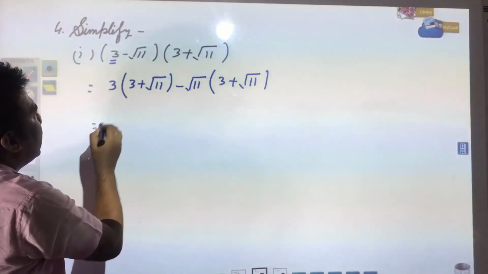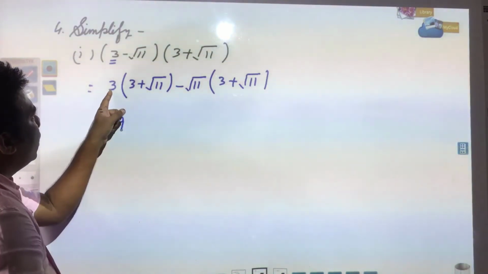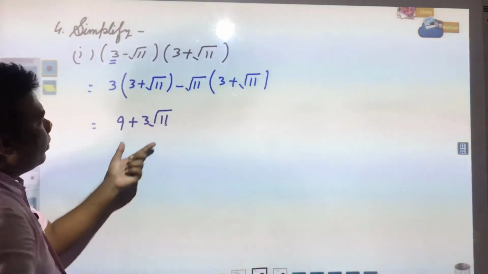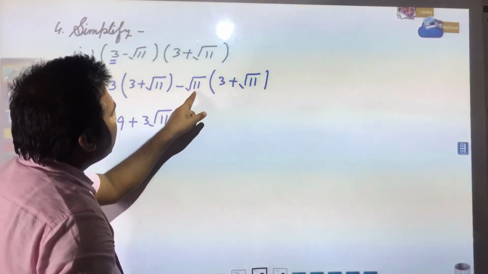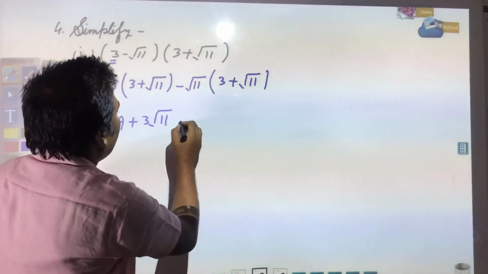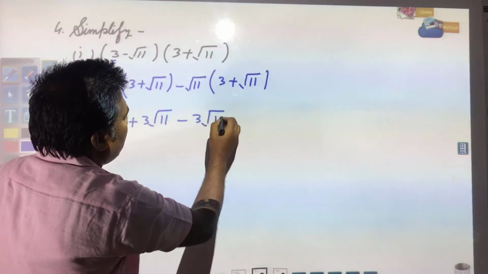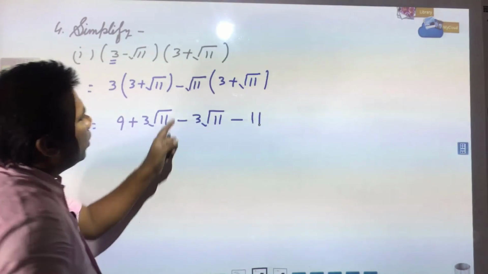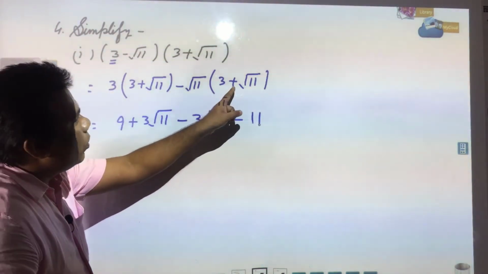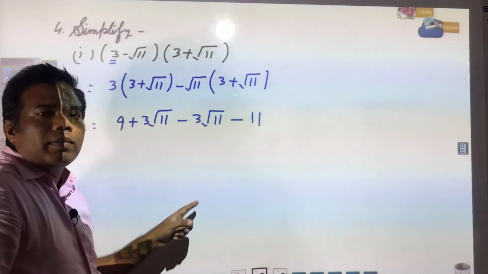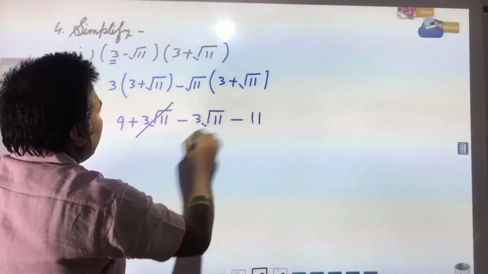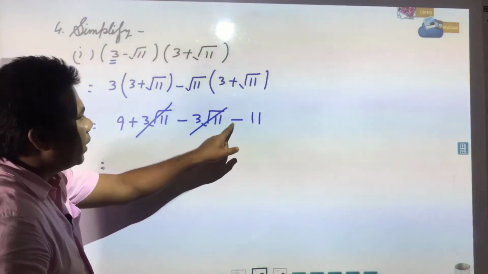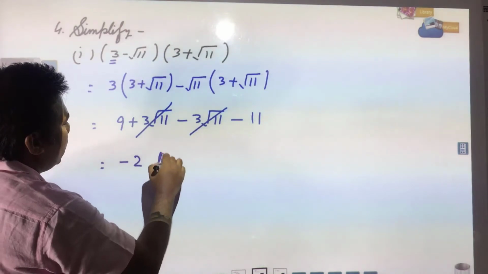Now, you see 3 3s are 9, 3 into root 11 plus 3 root under 11. Again, minus root under 11 into 3 will be minus 3 root 11, and root 11 into root 11 will be 11. Minus root 11 into plus root 11 is equal to minus 11. Now, you see 3 root 11 and 3 root 11 got cancelled, and you are left with 9 minus 11, it means minus 2. This will be your answer.